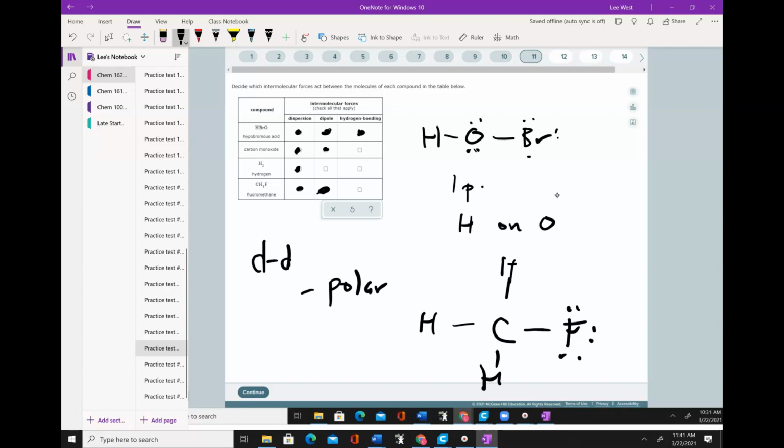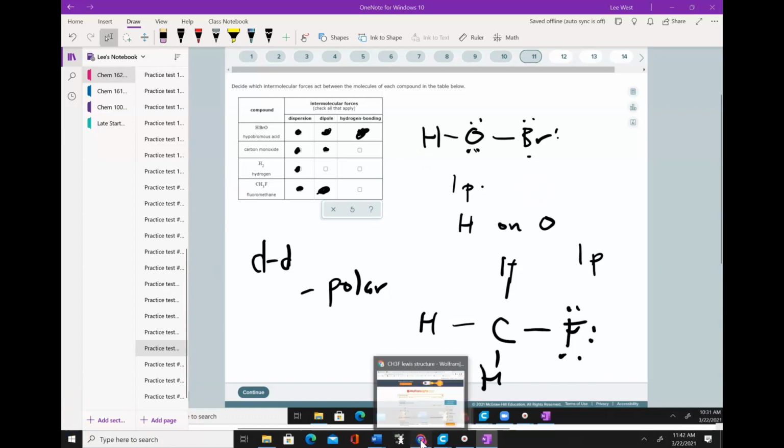It's got the lone pair requirement, but it doesn't have the hydrogen attached to oxygen, nitrogen, or fluorine, so it doesn't meet the requirement. So there's only one here that can hydrogen bond, and that is hypobromous acid.